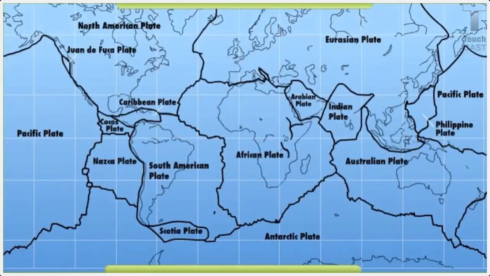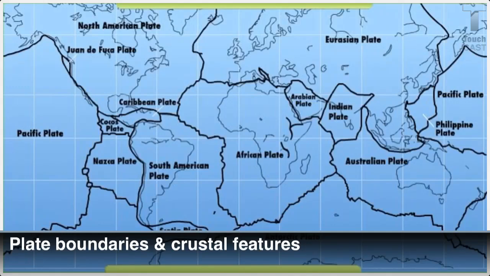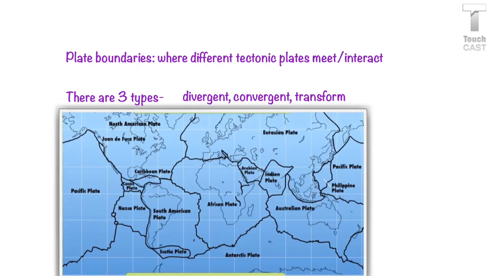Now that you've learned what plate tectonics are and how they move, we're going to look at the different plate boundaries and the crustal features created at these plate boundaries. We consider plate boundaries to be anywhere that the different tectonic plates meet each other. In the picture below, which you don't have to draw, all of the bold lines represent plate boundaries, and there are three types: divergent, convergent, and transform boundaries.